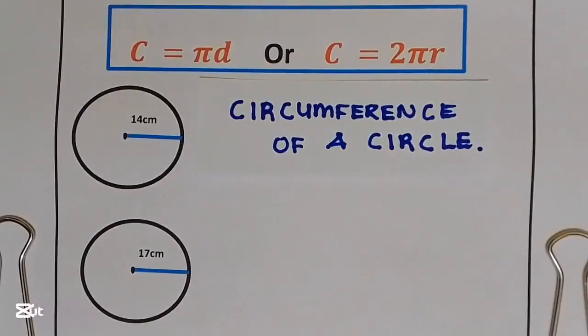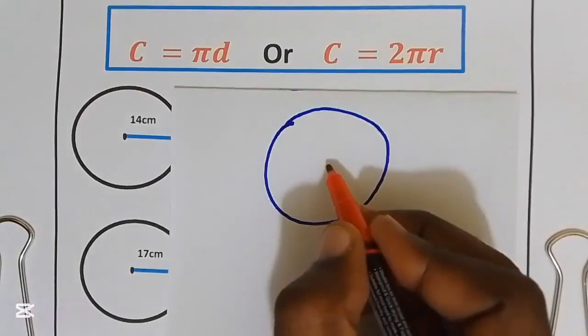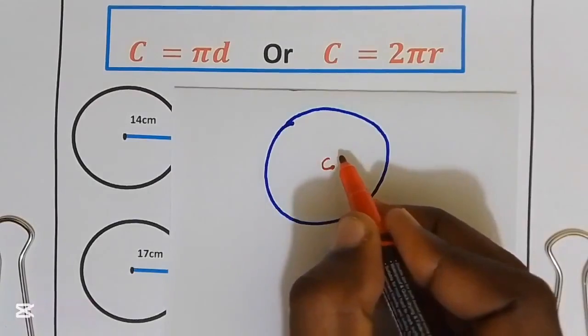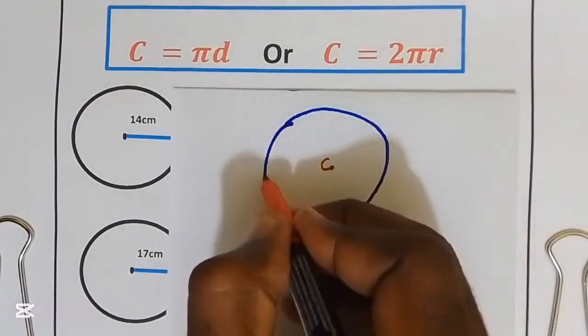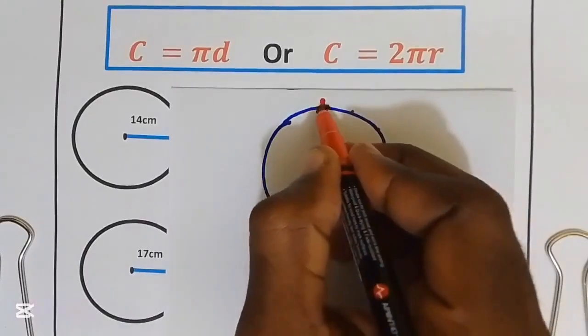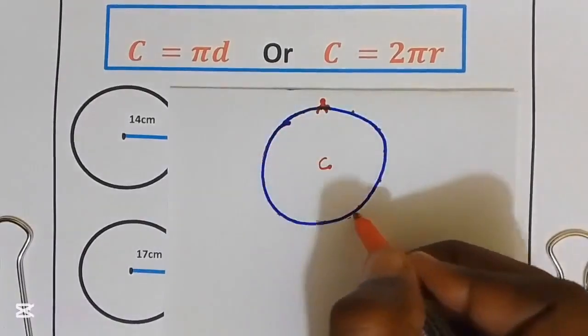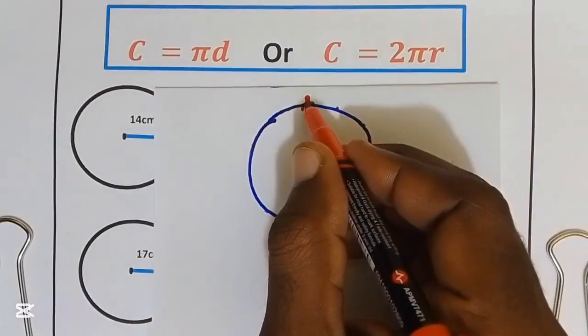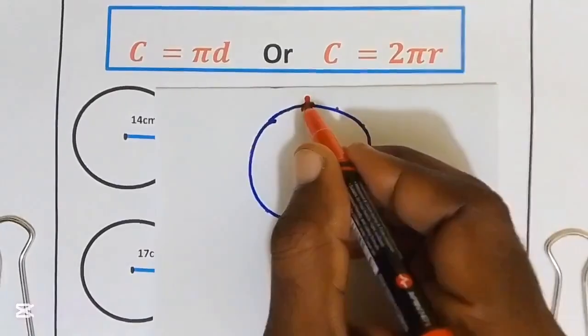Today we are going to learn how to find the circumference of a circle. The circumference of a circle with center C is the distance around the circle. If I start from A, I will go around the circle. When I come back to A, this means I made a circumference of a circle.